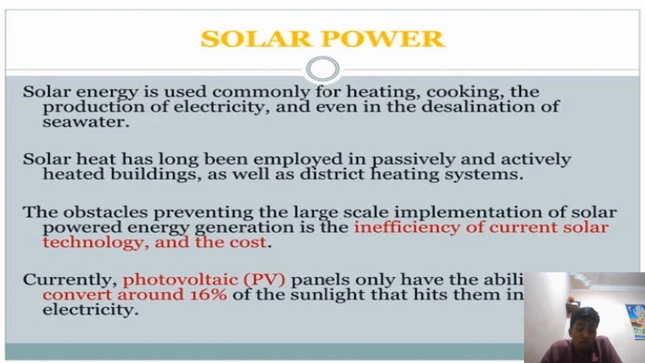Solar energy is solar power. So solar energy is used commonly for heating, cooking, the production of electricity, and even in the desalination of seawater. Solar heat has long been employed in passively and actively heated buildings, as well as district heating systems. The obstacles preventing the large scale implementation of solar powered energy generation is the inefficiency of current solar technology and the cost. Currently, photovoltaic panels only have the ability to convert around 16% of the sunlight that hits them into electricity.